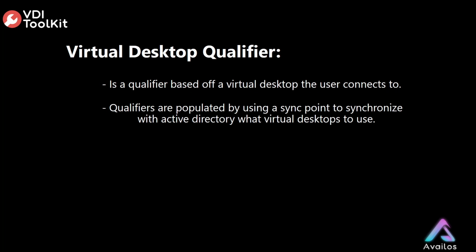Next, we have the virtual desktop qualifier, which is a qualifier based off of a virtual desktop the user connects to. So this is your virtual desktop. Now keep in mind, this is really only going to work well in environments where it's persistent, as far as user A is always going to connect to virtual desktop A. If you're using a floating pool or anything of that nature, the virtual desktop they're going to get is always going to be random, unless you wanted to use this based off certain pools to ensure those desktops always got a rule or whatnot. And these qualifiers are populated by using a sync point to synchronize with Active Directory for what virtual desktops to use.